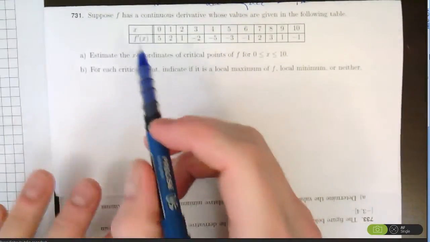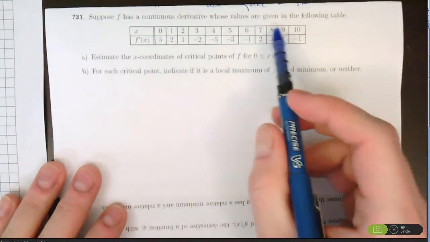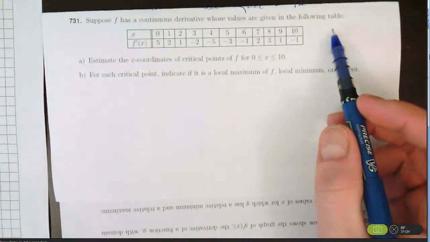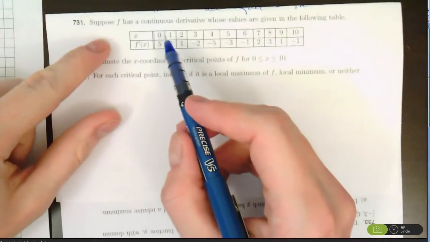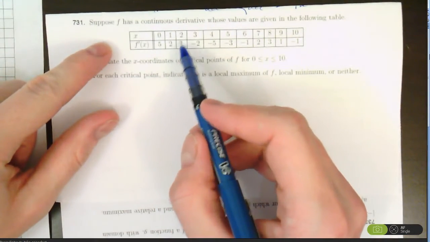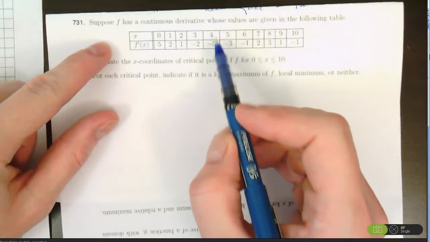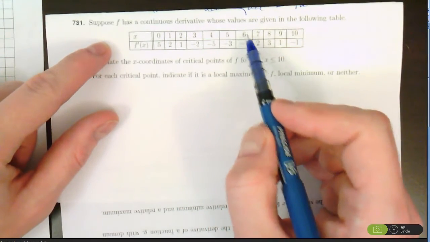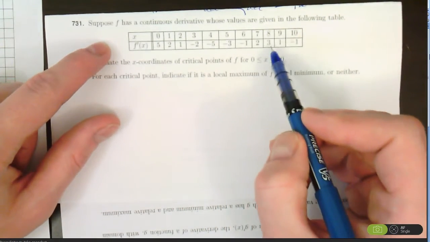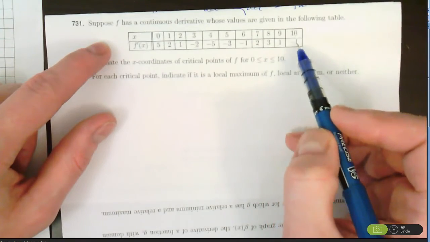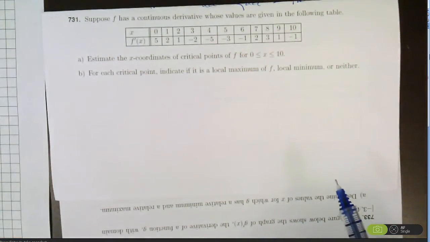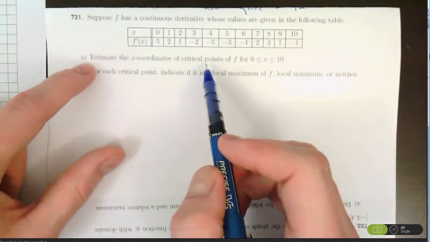So suppose f has a continuous derivative whose values are given in the following table. At 0 the derivative is 5, at 1 it's 2, at 2 it's 1, at 3 it's negative 2, at 4 it's negative 5, at 5 it's negative 3, at 6 it's negative 1, at 7 it's 2, at 8 it's 3, at 9 it's 1, at 10 it's negative 1. Alright, so estimate the critical numbers.